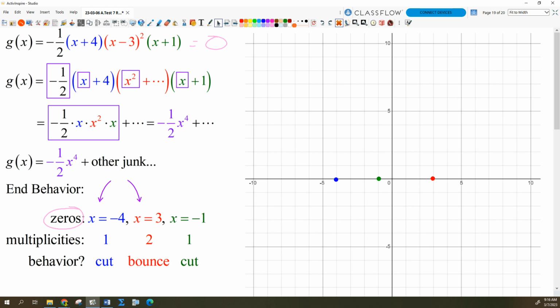If I know what my end behavior is, if I start at the left, it decreases to the left, doesn't it? So we know that the function has to finish like this on the left. And we know it's going to cut through the x-axis at -4, so it's going to go through. It's going to cut at -1, so it's going to go through again. And what's it doing at 3? It's bouncing, so it's going to bounce. And then it finishes down there like it's supposed to. That's it. Okay, makes sense?